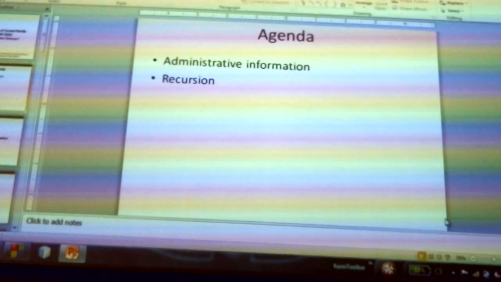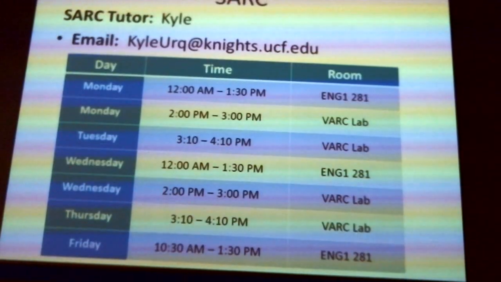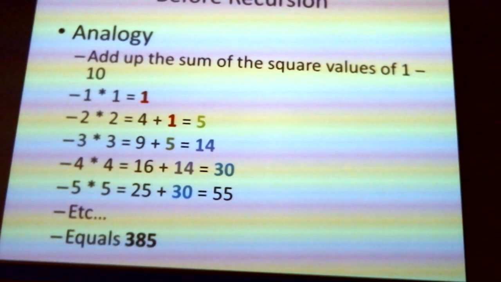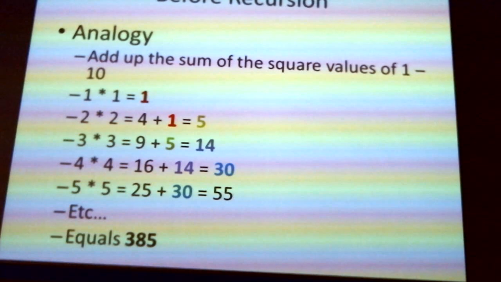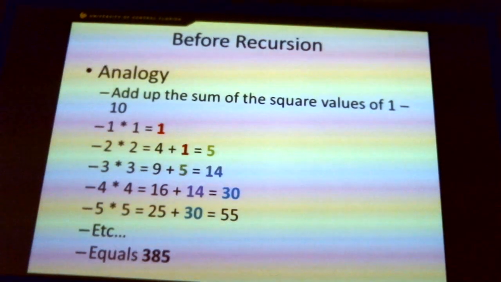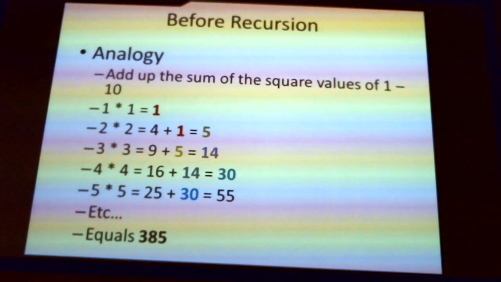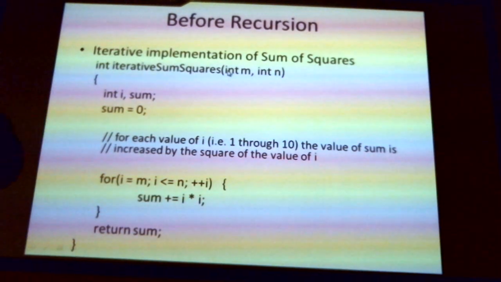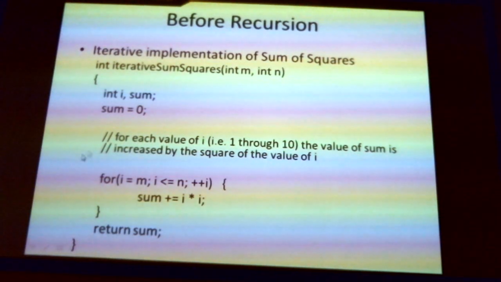Okay, so today we're going to revisit recursion, since recursion is in our next assignment. Recursion is in chapter 3. We talked about the analogy of sums of squares and how that works from the algorithm perspective. You have 1 times 1 equals 1, 2 times 2 equals 4 plus that 1 equals 5, and then we just run through that recursively to get the value. The code here is an iterative implementation of the sum of squares.